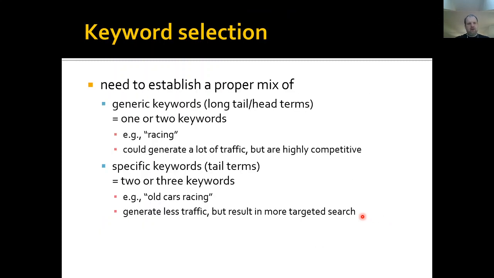So in terms of the class of keywords, we can distinguish between generic keywords and specific. The generic are called head terms, and the specific are tail terms. So head terms and tail terms, as the title suggests, have different cardinality of the target group of users.